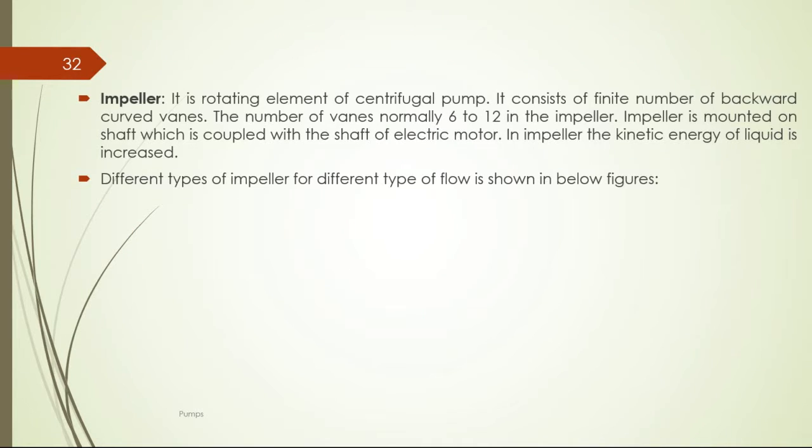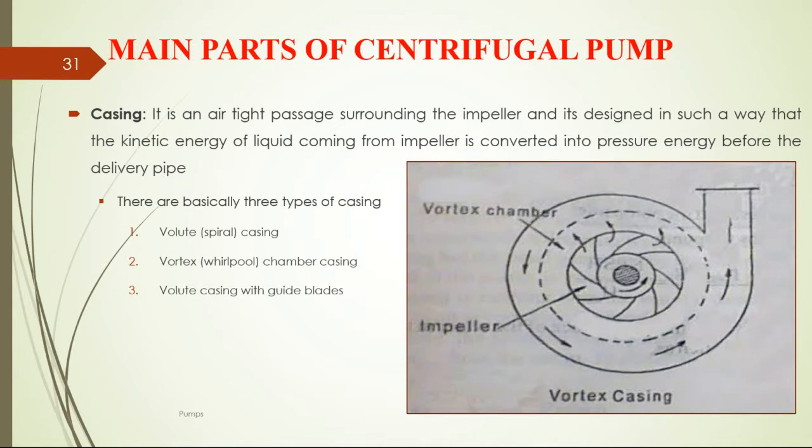Next one is the impeller. It is the rotating element of a centrifugal pump. It consists of a finite number of backward curved vanes. The number of vanes is normally 6 to 12 in the impeller. The impeller is mounted on a shaft which is coupled with the shaft of the electric motor. In the impeller, the kinetic energy of the liquid is increased. The different types of impeller for different types of flow are shown below.